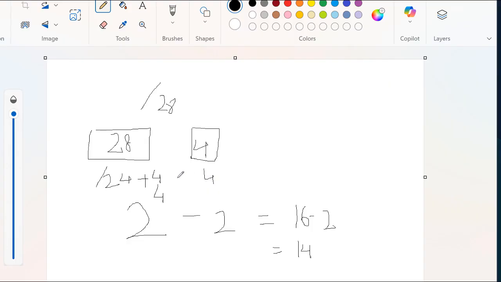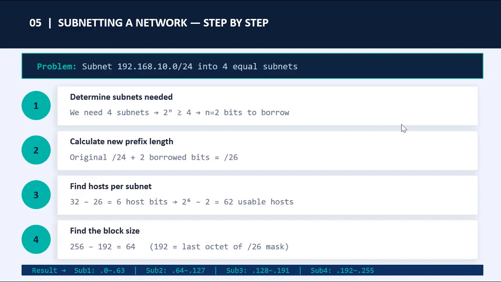These are host bits. So in total we have 32 bits, right? So that means this is a network portion. So we have borrowed 4 bits from the host portion. So using the formula, we do 2 to the power 4 is equal to 16. So we have 16 subnets.